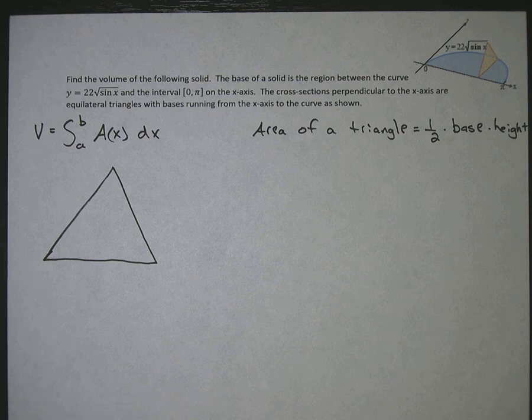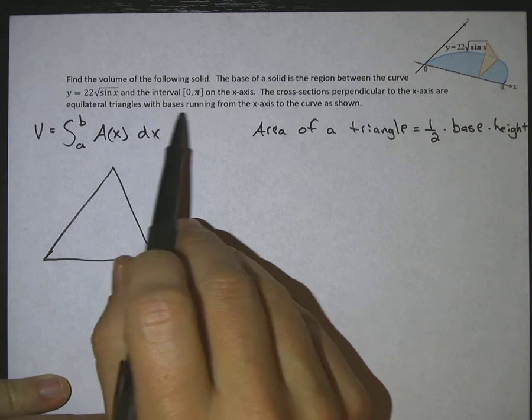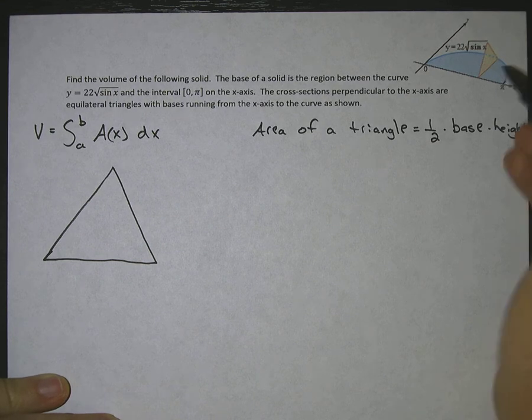Okay, on this problem, we're asked to find the volume of the following solid. The base of the solid is the region between the curve y equals 22 square root sine x and the interval 0 to pi on the x-axis. The cross-sections perpendicular to the x-axis are equilateral triangles with bases running from the x-axis to the curve as shown. So we've got a little picture of it here.